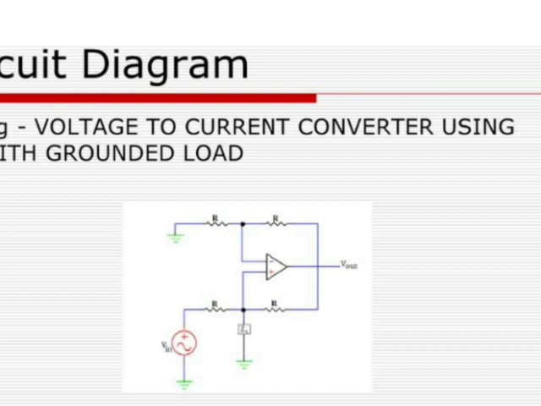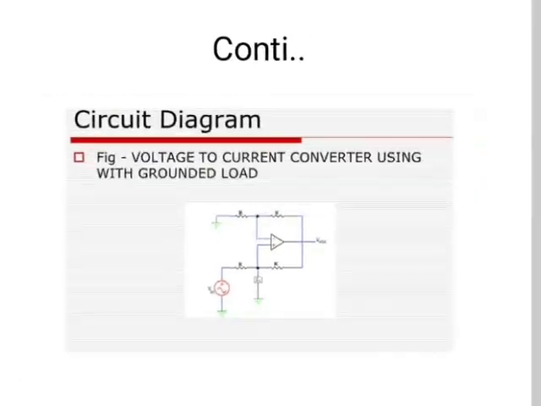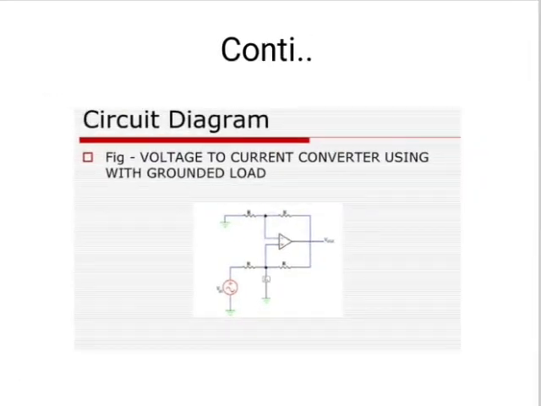So we apply here KCL, that is Kirchhoff's current law, at the node. So R becomes equal to RF, I1 plus I2 is IL, and (VI minus VA) by R plus (V0 minus VA) by R is equal to IL. So the VI, that is input voltage, is equal to IL into R, and IL is equal to VI divided by R.